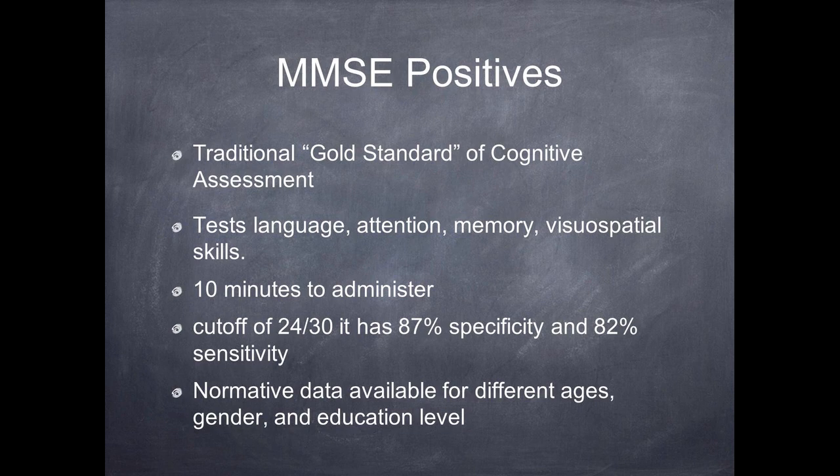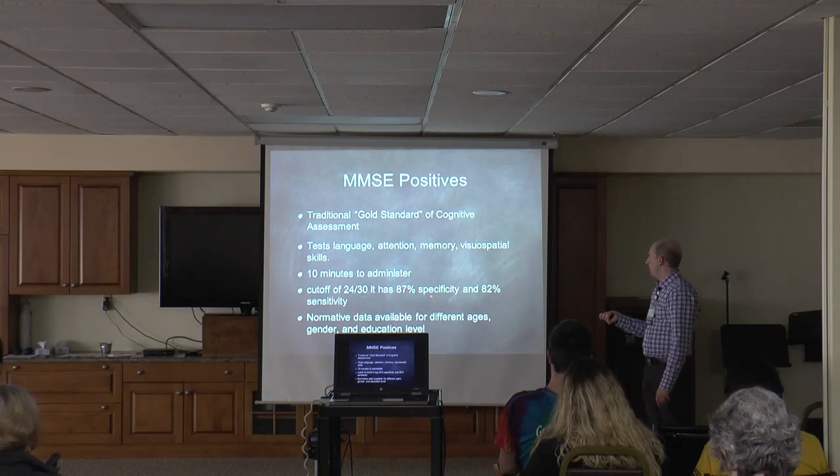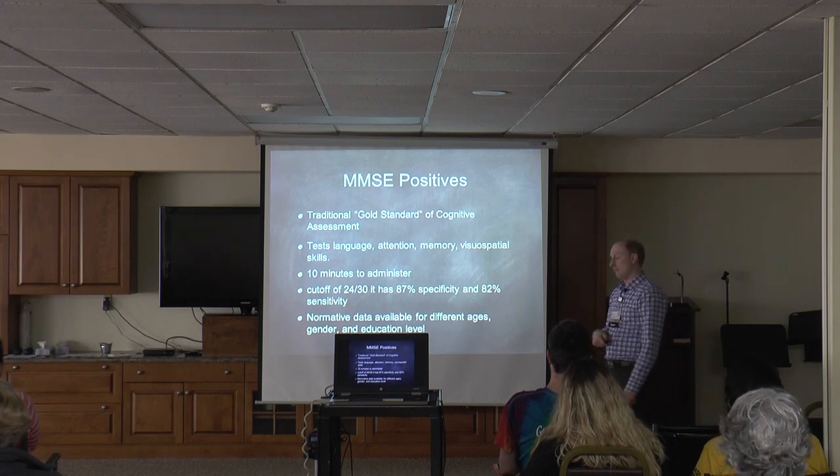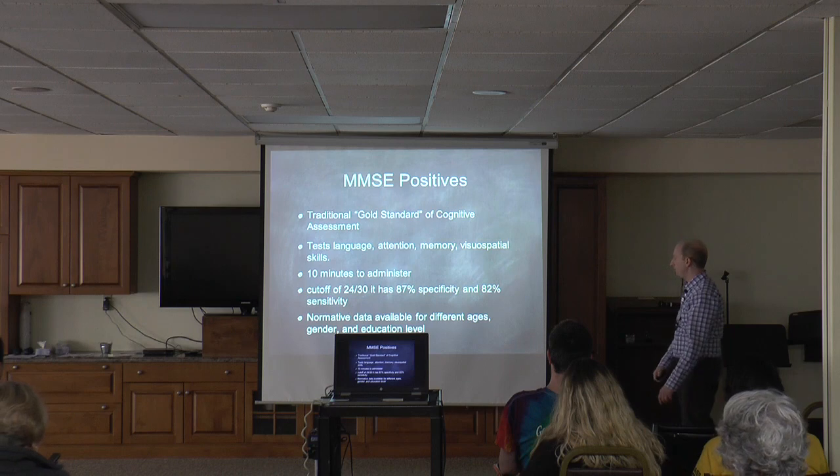If you're into reading research papers, it is the gold standard that everything previously had really been compared to. Again, it tests language, attention, memory, and visual spatial skills. It takes 10 minutes to administer. A score of 24 is about 87% specific and 82% sensitive for finding someone who actually has true dementia. So not too bad. Again, closer to 100 the better. But there is still a 15% chance that you're going to miss the diagnosis or be incorrect and the person tests positive.